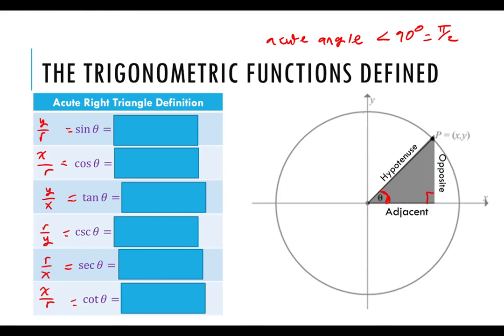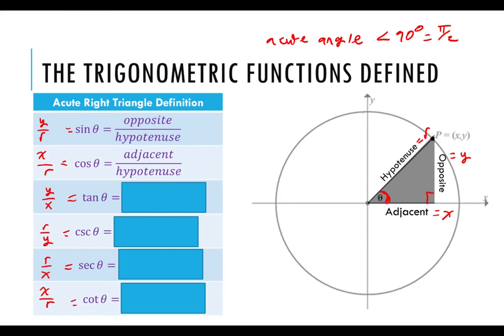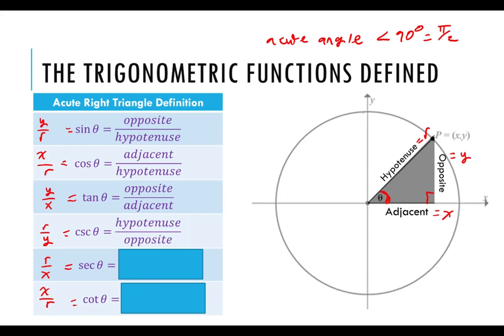Once we have these definitions, recognize that all of this is exactly what we've already talked about in terms of our circle definitions. Our hypotenuse is r, our opposite side is the y value, and our adjacent side is the x value. So sine of theta is the opposite over the hypotenuse. Cosine is adjacent over hypotenuse. Tangent is opposite over adjacent. Cosecant is hypotenuse over opposite. Secant is hypotenuse over adjacent. And cotangent is adjacent over opposite.